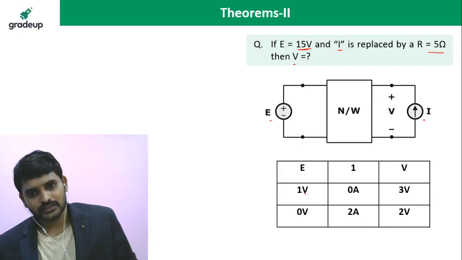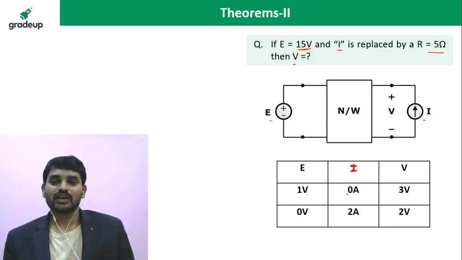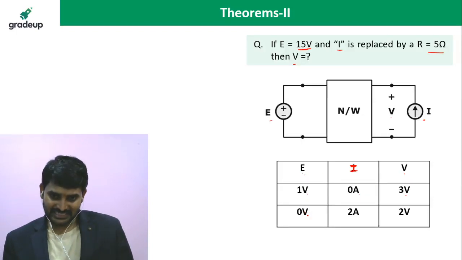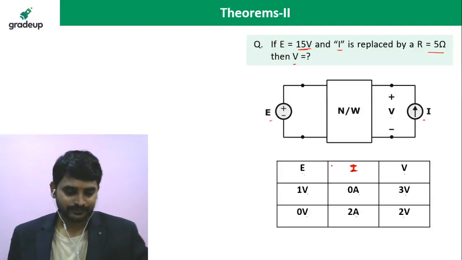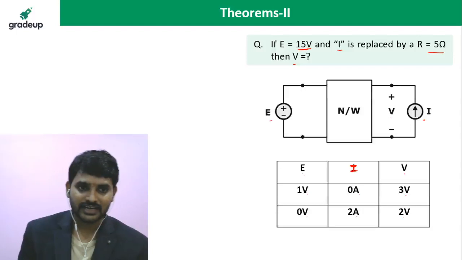When E is equal to 1 volt, I is equal to 0 ampere and V is equal to 3 volts. And when E is equal to 0 volts, I is equal to 2 amperes and V is equal to 2 volts. That is the data which is given. Use that data and try to do it.